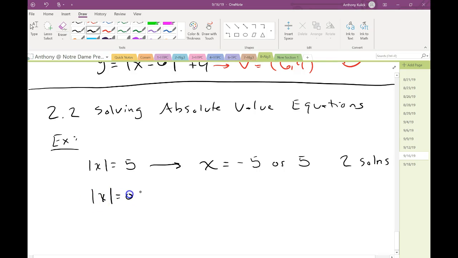What if I take the absolute value of x is equal to 0? What is x in that situation? It has to be 0. So I could get one solution.